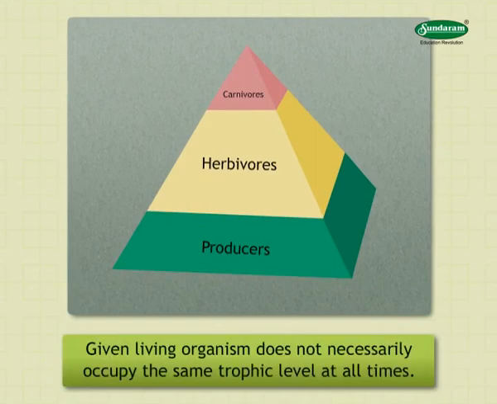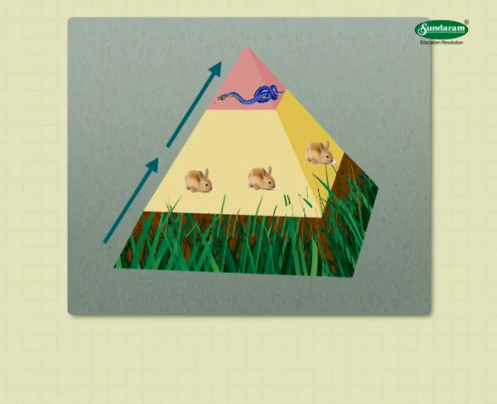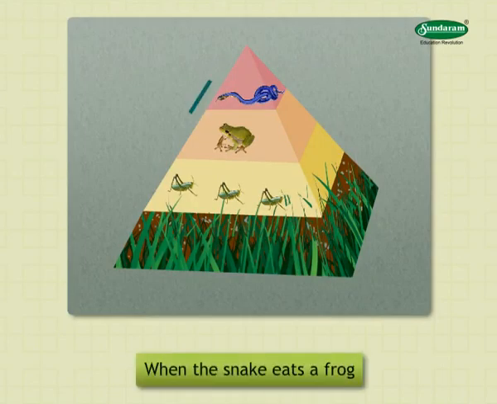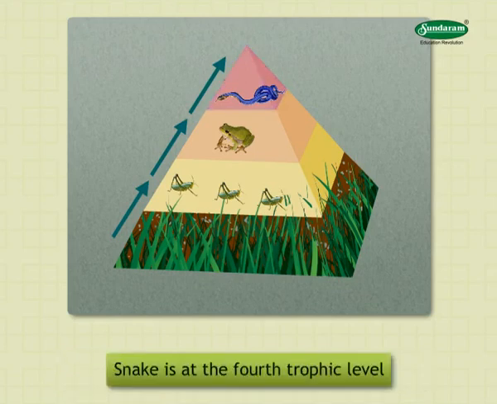You must understand that a given living organism does not necessarily occupy the same trophic level at all times. For example, when a snake eats a rabbit that has eaten grass, the snake is at the third trophic level. But when the snake eats a frog that has eaten a grasshopper that has eaten the grass, the snake is at the fourth trophic level.